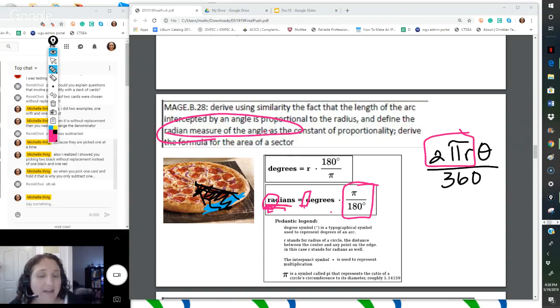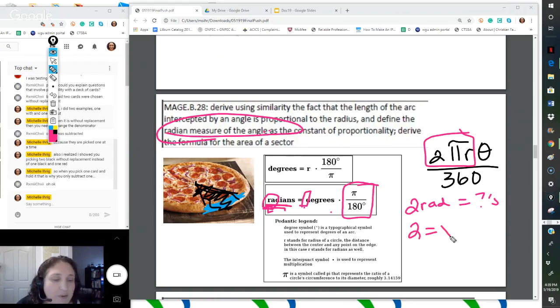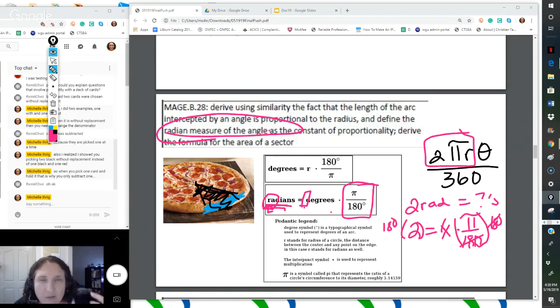So for example, if they say there's 2 radians, and they want to know how many degrees, and if the calculator gets screwed up, all you're going to do is say, well, 2 equals, we don't know how many degrees, times pi over 180. So you literally are going to multiply everything by 180 to get rid of the denominator. If you don't get this, this is fine. It's only one question. Then you're left with 360 equals pi times x. Divide both sides by pi. And that's going to give you the degree measure.